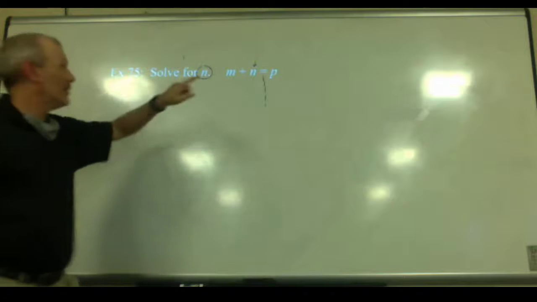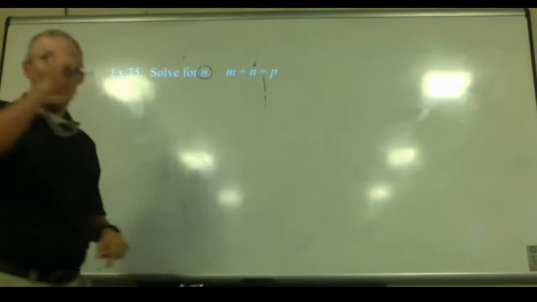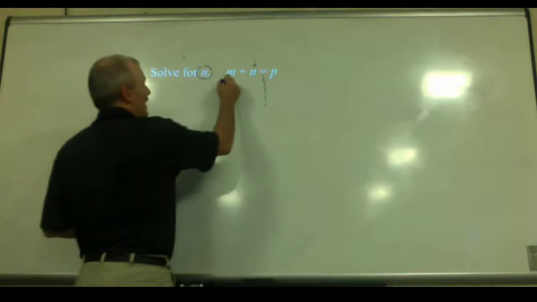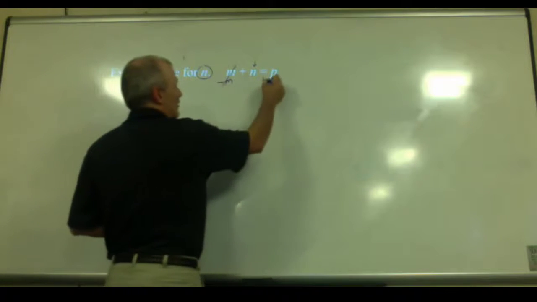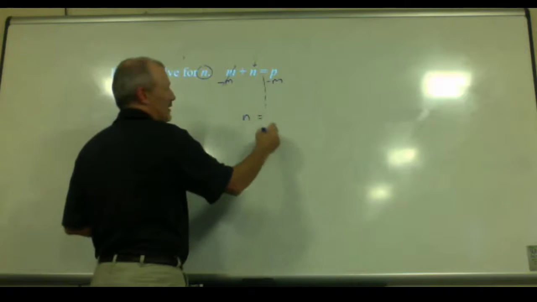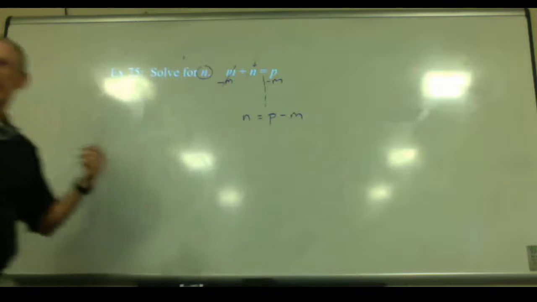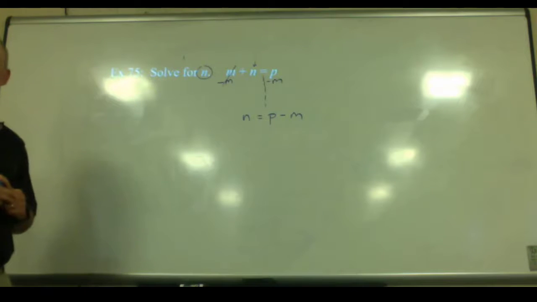Because this is a positive m. In order to get rid of it, we have to subtract m. So that will cancel. We do the same thing over here. Now our answer is going to be n equals p minus m. And we leave it right there. Okay? Did you get it?